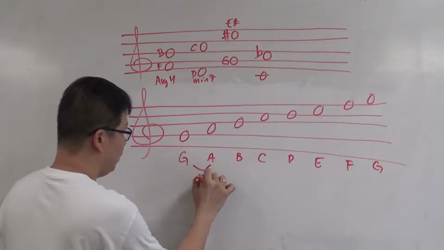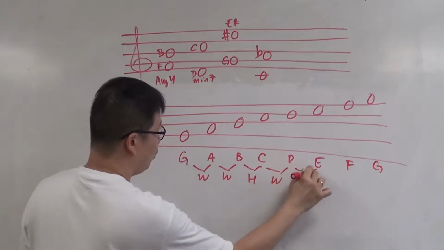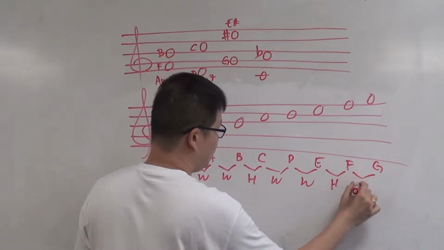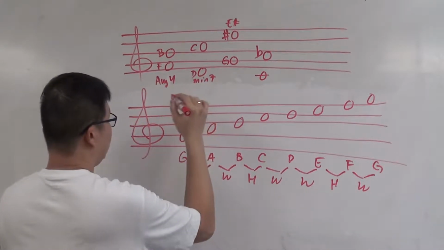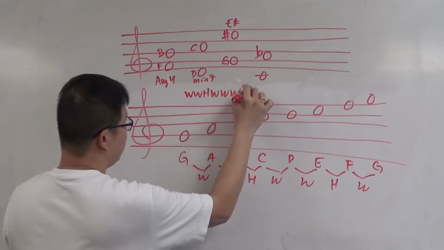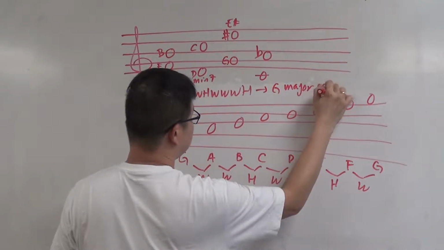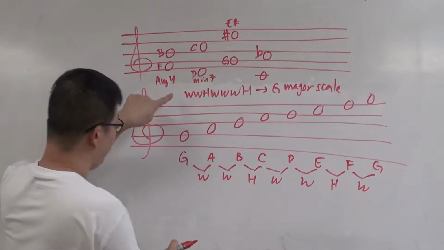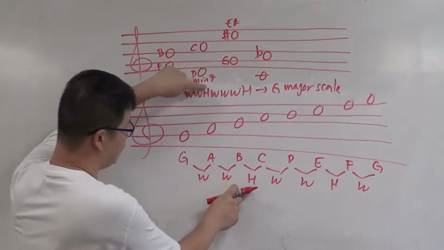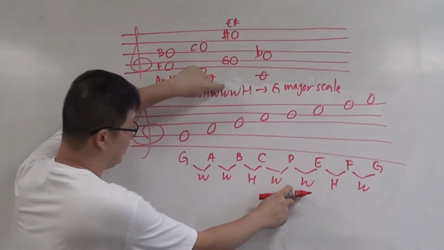G to A is whole, A to B is whole, B to C is half, C to D is whole, D to E is whole, E to F is half, F to G is whole. Now the formula says major scale is W, W, H, W, W, W, H. So this is the G major scale. Now let's take a look. G to A is W, so it's correct. A to B is W, it's correct. B to C is H, it's correct. C to D is W, it's correct. D to E is W, it's correct.